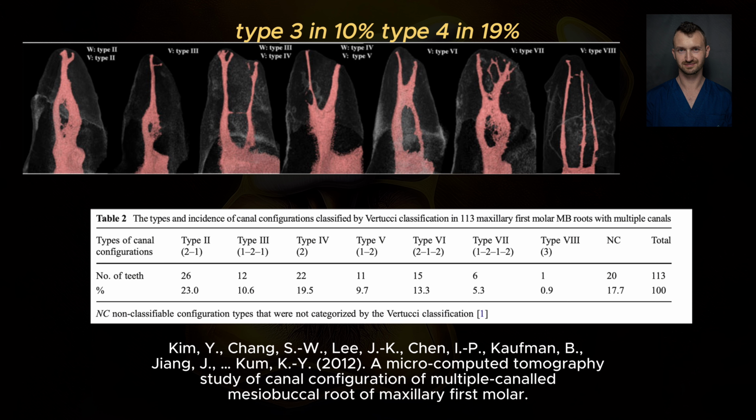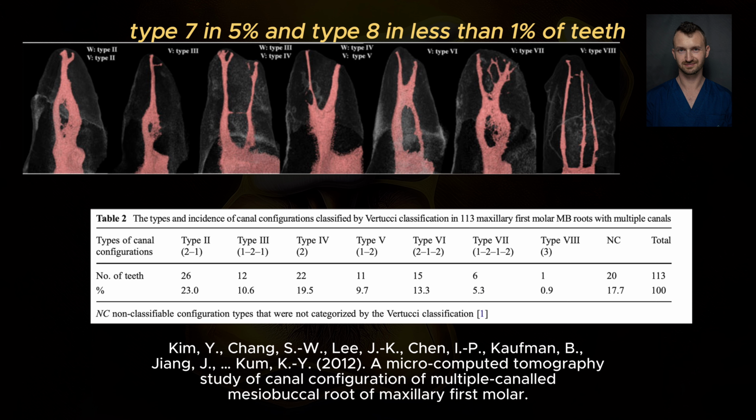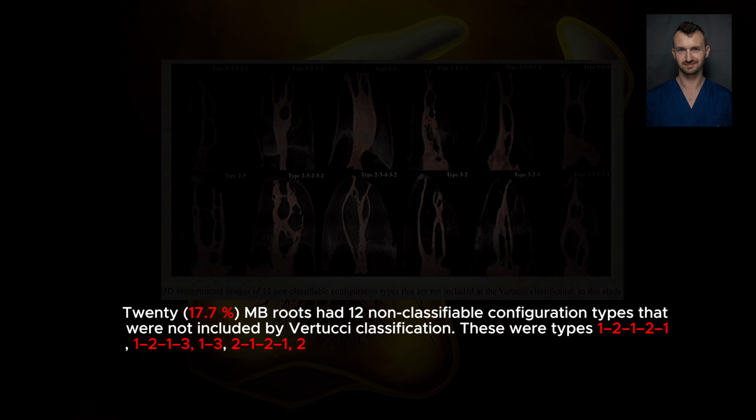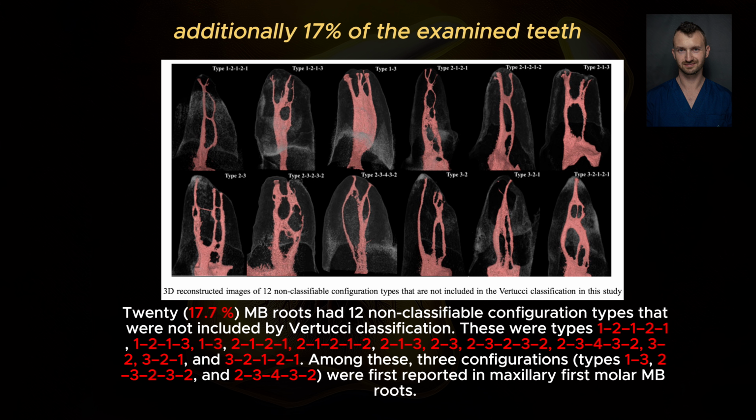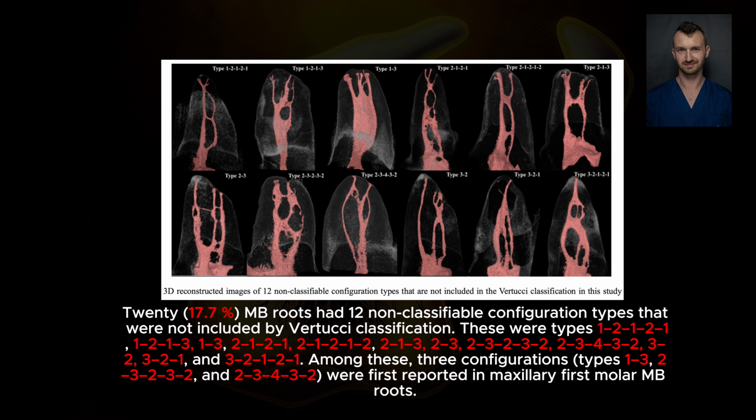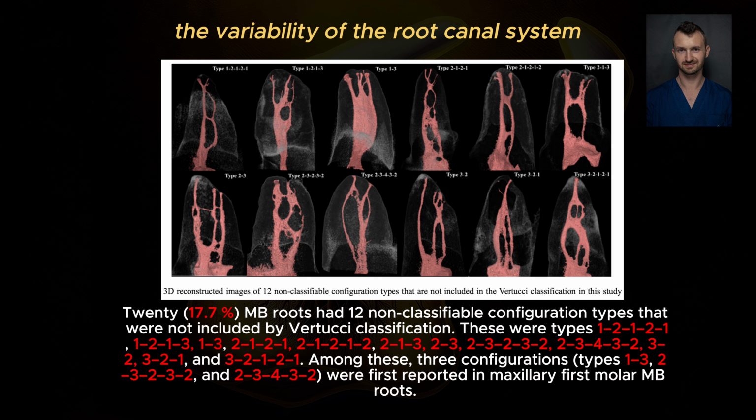in 19%, type 5 in 9%, type 6 in 13%, type 7 in 5%, and type 8 in less than 1% of teeth. Additionally, 17% of the examined teeth did not fit into any of Vertucci's classic classifications. This highlights the variability of the root canal system. Even today, we're still unable to clean, shape and obturate such complex anatomies.